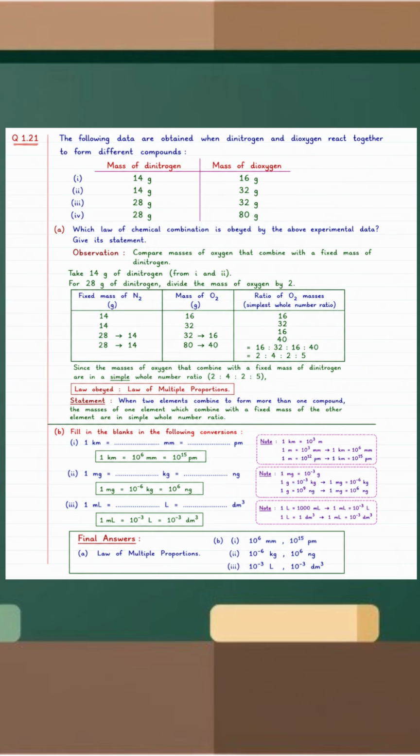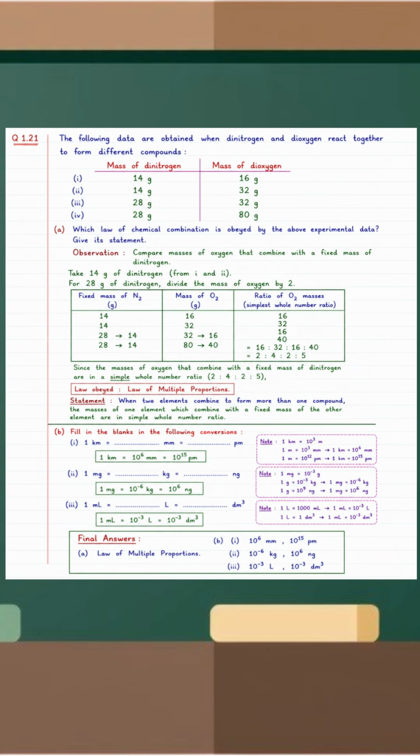Now part 3. Convert 1 milliliter into liter and cubic decimeter. We know, 1 liter equals 1000 milliliters. So, 1 milliliter equals 10 to the power minus 3 liters. Also, 1 liter equals 1 cubic decimeter. So, 1 milliliter equals 10 to the power minus 3 cubic decimeter.